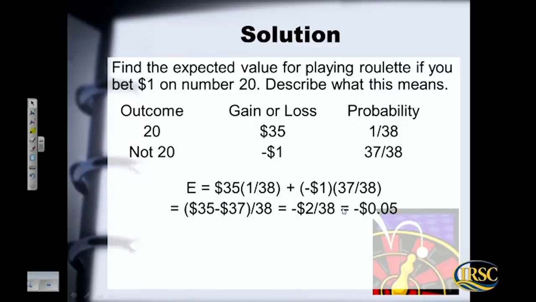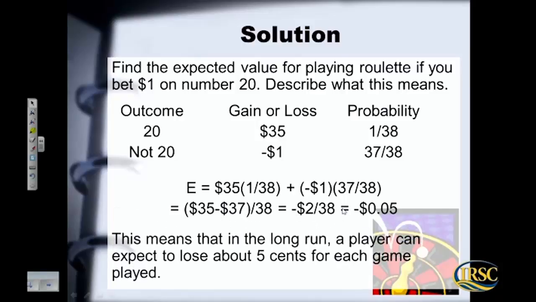So this is what this means. You cannot predict what will happen in the short run. But over the long run, if you always do the same thing, you bet on 20, bet on 20, bet on 20, you're going to lose, lose, lose, maybe win once. Then lose, lose, lose, maybe win again. And over the long run, you will lose about 5 cents per every game played. So roulette is not a winning game.